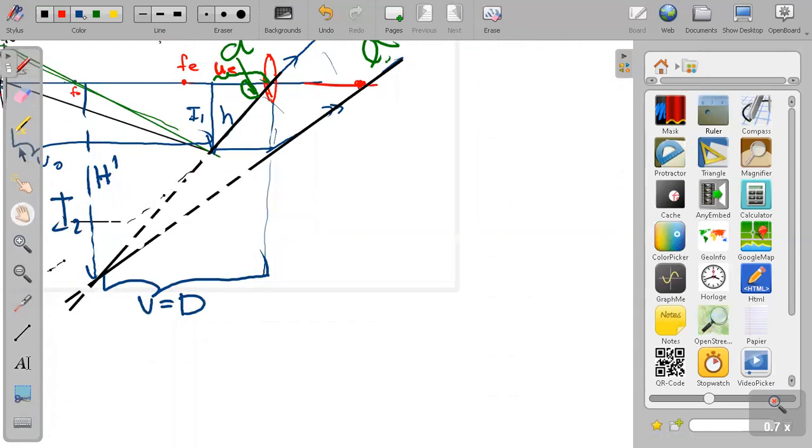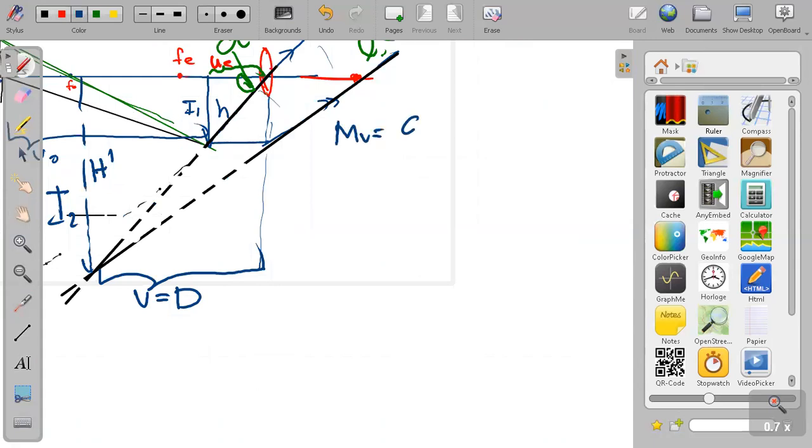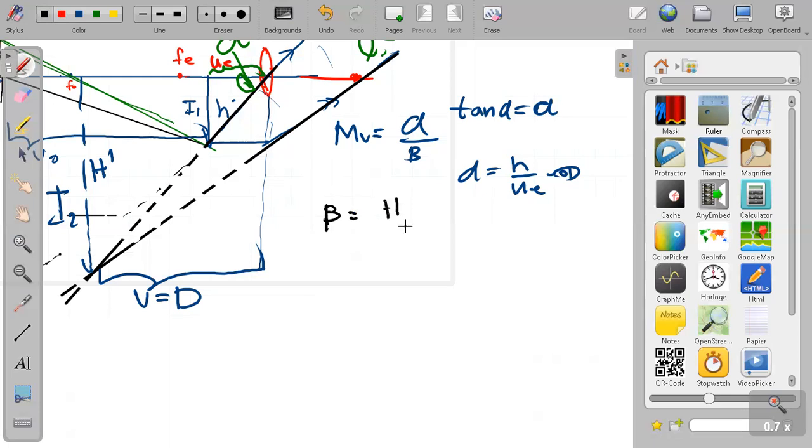So now the magnification equation is alpha over beta. I told you always to take tan alpha equals alpha for a very small angle. So it is going to be tan alpha, and tan is this H. Alpha is going to be H over UE. Number one, H over UE. Understand? Now the next thing is beta. Tan beta is capital H over D.